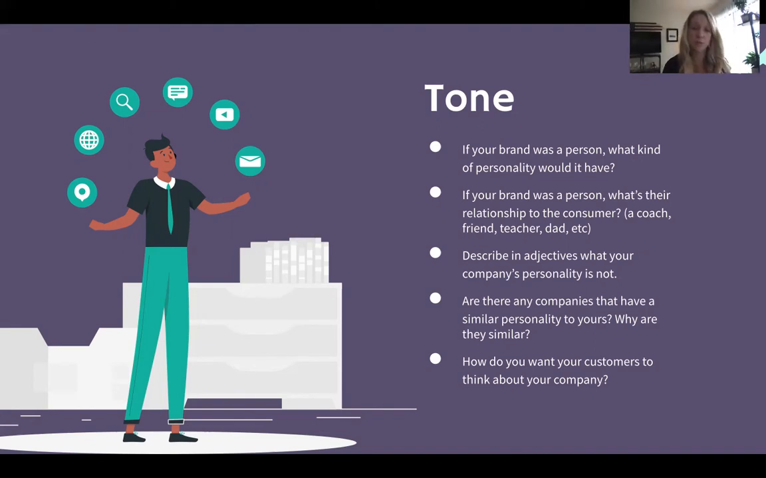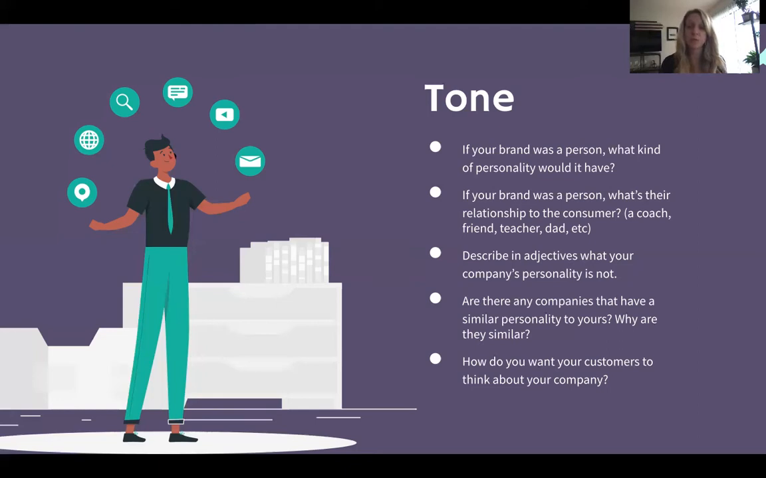Now, do a little bit more research. Are there any companies that have a similar personality to yours? And why are they similar? What are they doing? How are they speaking or teaching or informing about their business to their customers? There are a lot of ideas out there, but there's not too many new ideas. And so reusing a really great social media idea for your own with a little bit of a tweak with your personality, with your brand relationship, can be very successful.